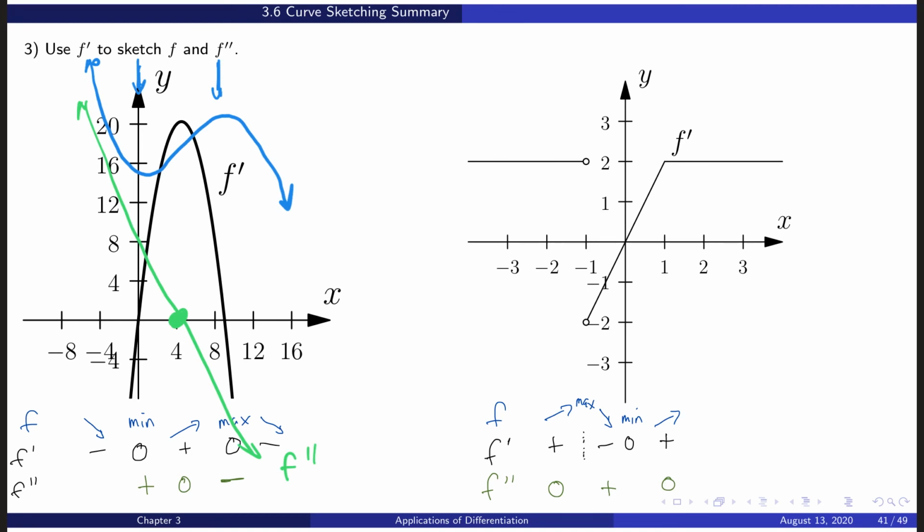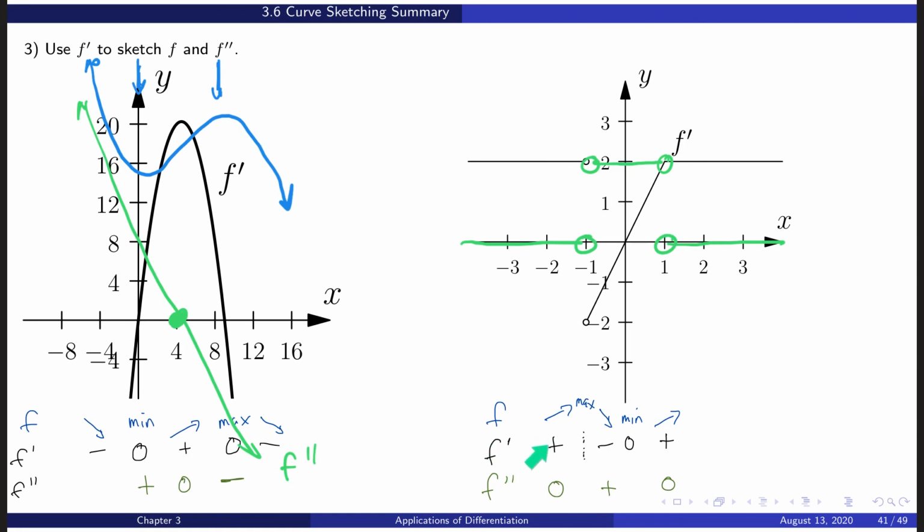So in green, the f double prime graph looks like this: 0, up to 2, and then back down to 0. And I'm going to include open endpoints at each of these, because the first derivative does not exist, or the derivative doesn't exist when the derivative from the left and the right are different values.